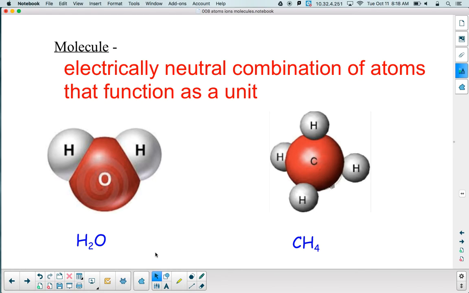When you look at chemical formulas for molecules, the formulas tell you how many of each element are in the compound. So this molecule has 2 hydrogens and 1 oxygen, and so it has the chemical formula H2O. This molecule over here has 1 carbon and 4 hydrogens, so it has the chemical formula CH4.